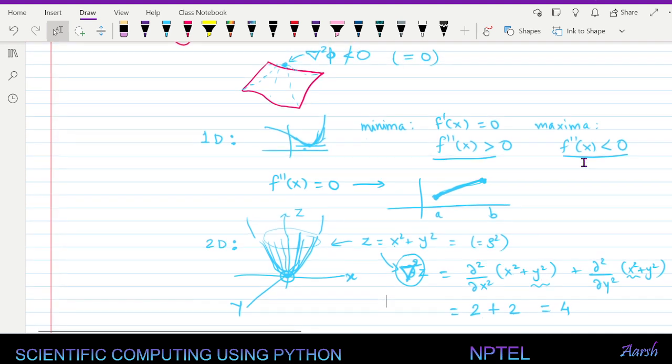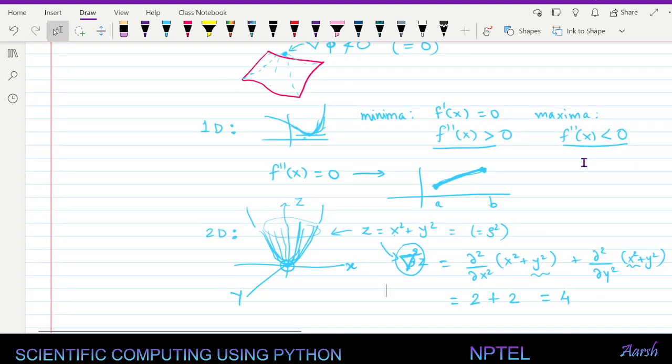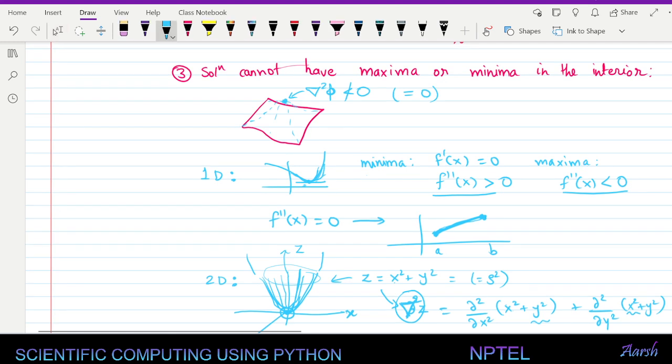Is it clear? Yeah, yes, thank you. So I haven't given a proof. I don't think I can prove it, but that's the intuition that whenever you have a peak or trough, this cannot be equal to zero. All right.